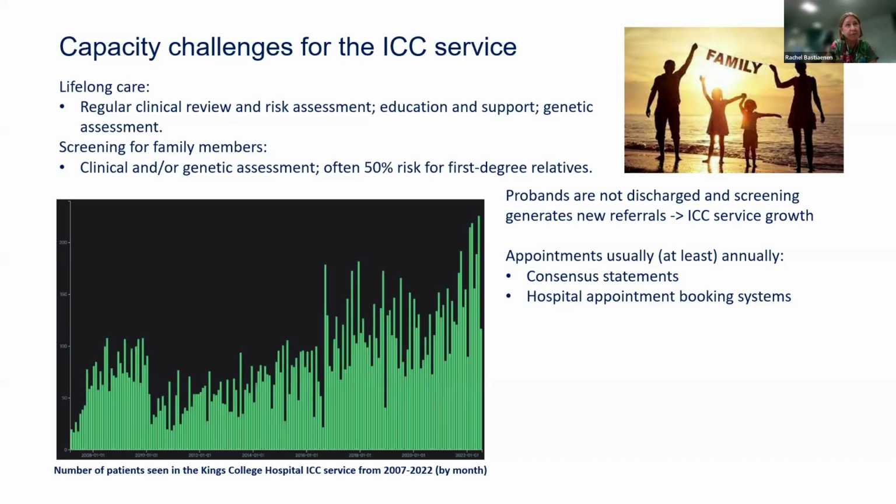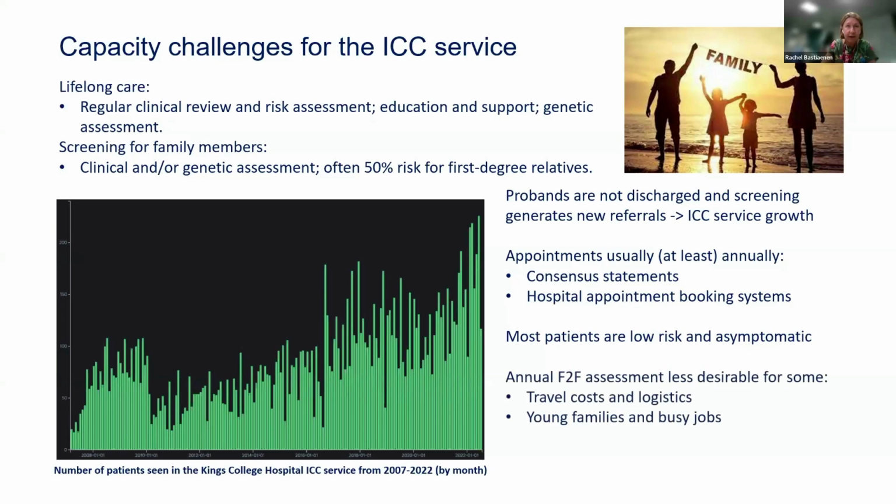The appointments traditionally for these patients have been at least annual, and that's based on consensus statements with rare disease and in rare conditions like inherited cardiac disease. It's consensus statements that guide our care, but it's also historically been part of hospital appointment booking systems where it's been difficult to book a patient beyond a year without losing them to follow up. However, most of the people we see are low risk, they're asymptomatic.